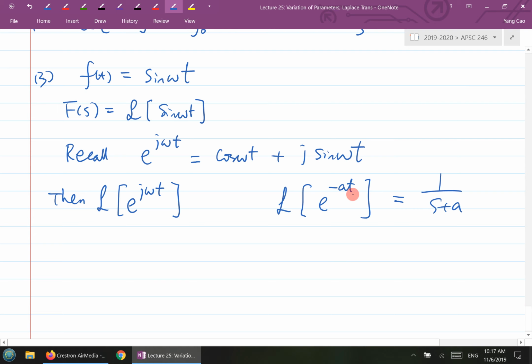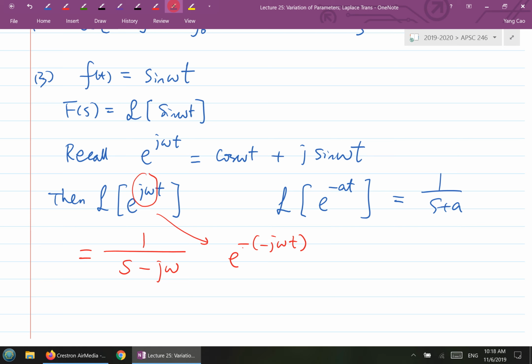So how can I use analogy? What will be the Laplace transform of e to the power of j omega t? What would that be actually? s what? Plus, but this is negative, minus. So you can write this one as e to the power negative negative j omega t. So this negative compared to that negative, and then this negative j omega is that a. So then you get this.